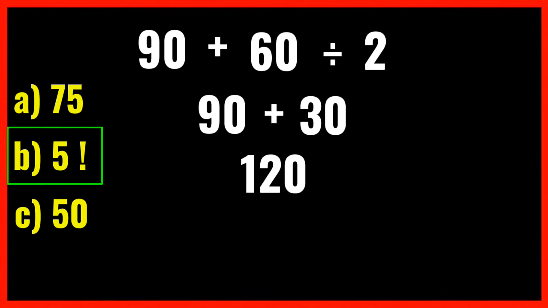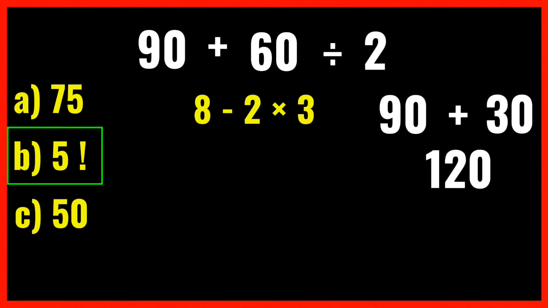For example, consider 8 minus 2 times 3. If you go left to right, you might do 8 minus 2 to get 6. Then multiply by 3 to get 18. But that is incorrect because multiplication comes before subtraction. So you first do 2 times 3, which equals 6, and then subtract from 8 to get 2.